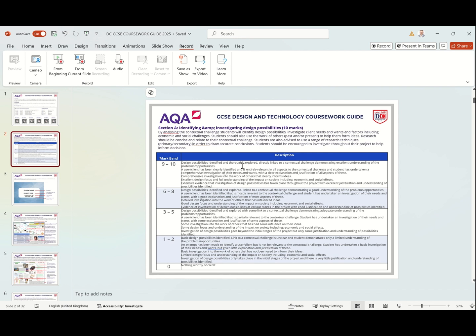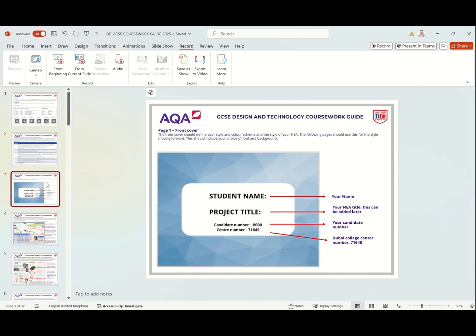Okay, so basically we're looking, first of all, for you to create a front cover. Now with this front cover you should start to think about the colour scheme you want throughout your project. I should be able to tell, or your design teacher should be able to tell, when they look at any page, whose NEA it is. The colour scheme should be the same, the fonts you use should be the same, and this front cover is your first chance to start looking at the sort of graphical style that you want throughout your NEA.